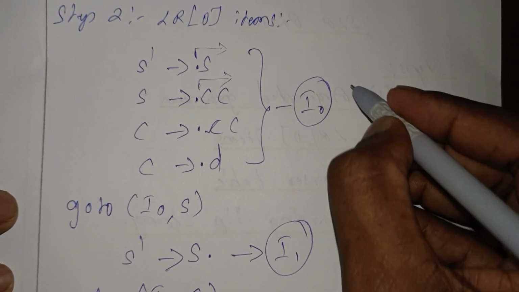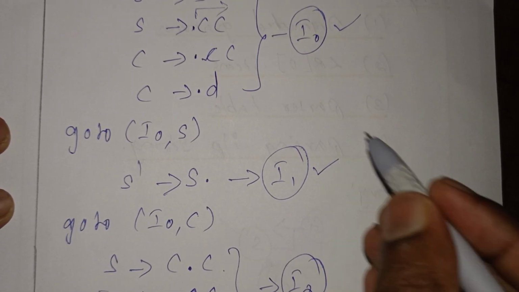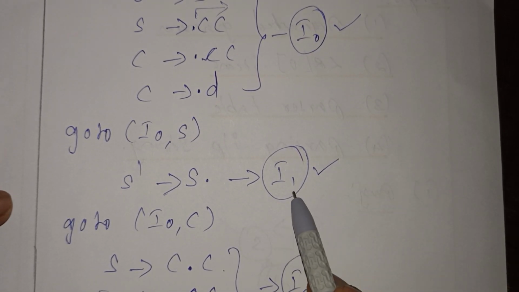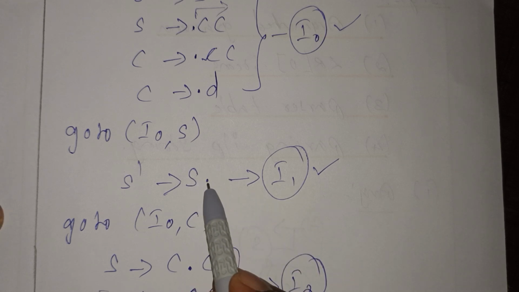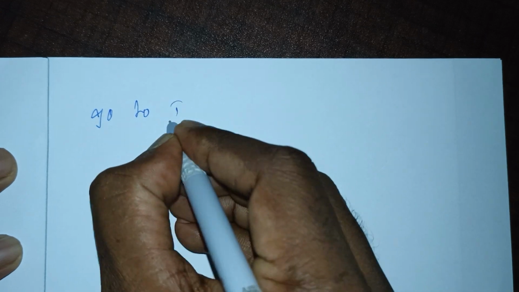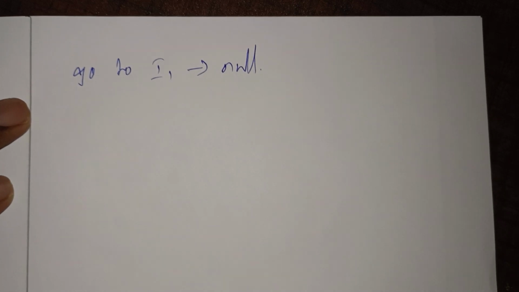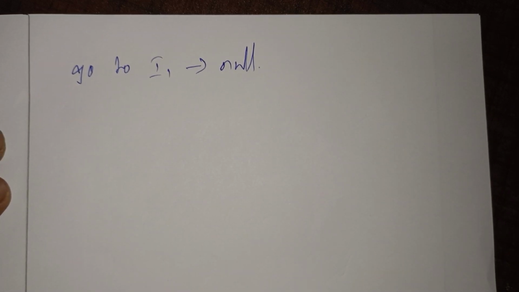Once it is completed, I need to move to the next iteration. This is how the cycle works. I need to move to iteration number 1. If I move to iteration number 1, I need to see what is the next value after this dot. There is nothing. So what I need to mention is, goto I1, but I1 has nothing to be moved, so we have to mention it as null, right? In a similar way, I'm going to iteration number 2.